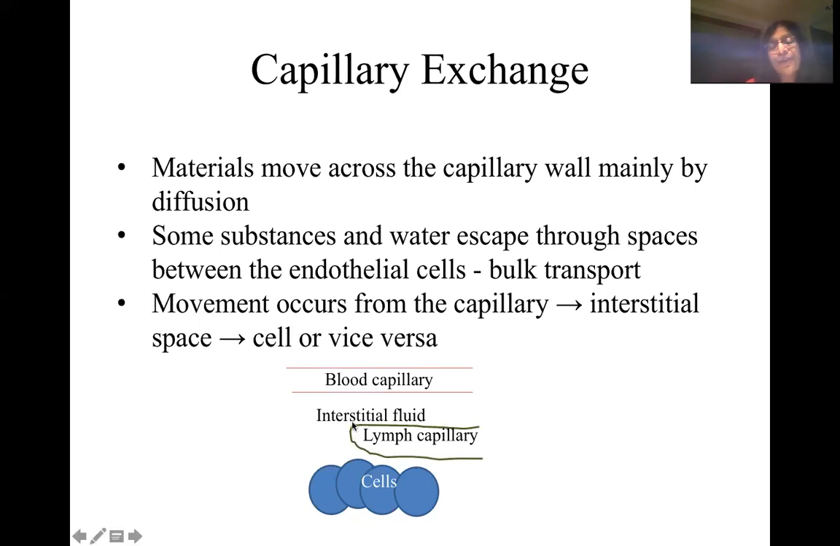As soon as it enters the interstitial space, it gets a new name, interstitial fluid. As soon as interstitial fluid enters lymph capillary, the name changes to lymph. So it's more or less the same fluid being described in different ways in different places. All right? Think about one more thing.